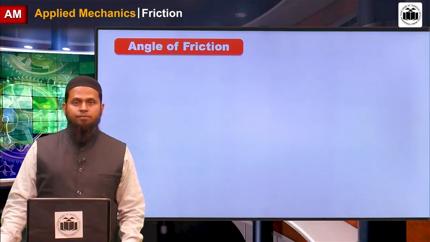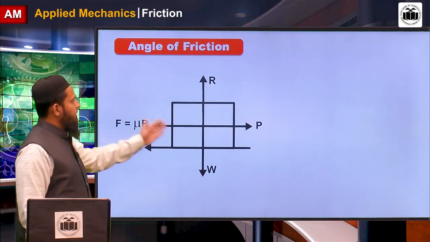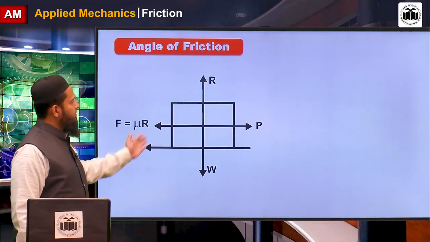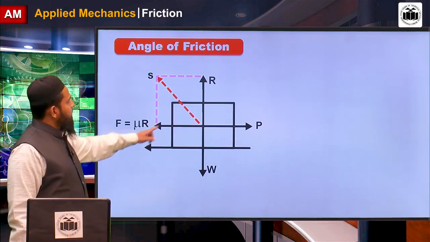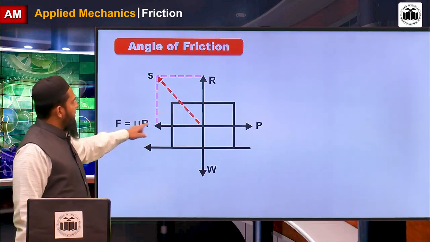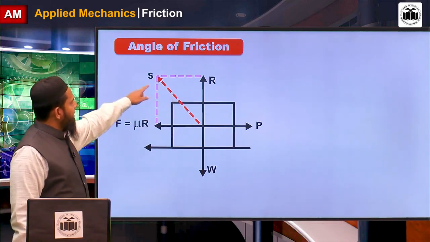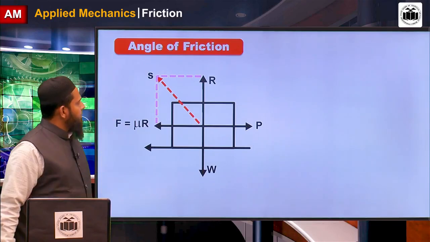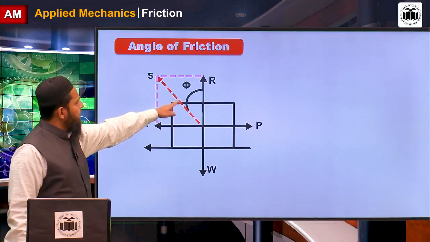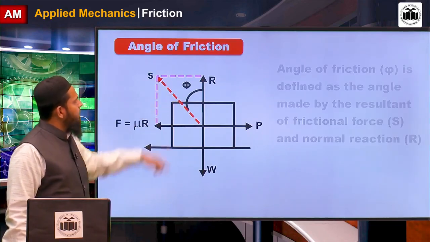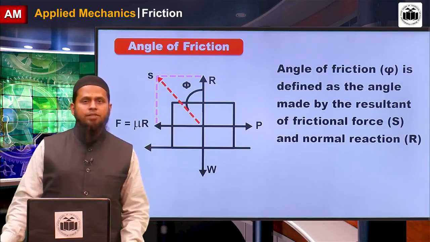Now the next term, angle of friction. Take the same body, same block with free body diagram. When I draw the resultant of frictional force and normal reaction, it is like this, called S. Now the angle between the resultant force and the normal reaction is called the angle of friction. Now what is the role of this angle of friction?